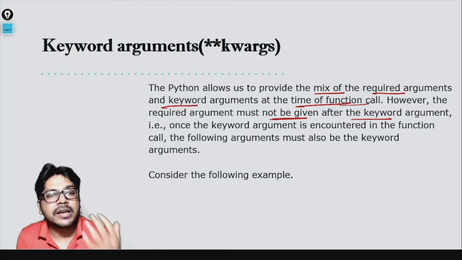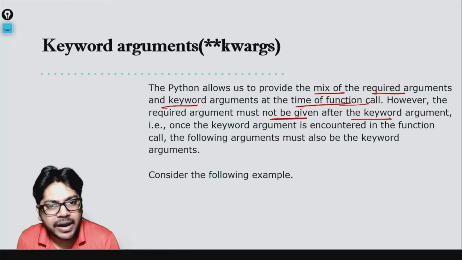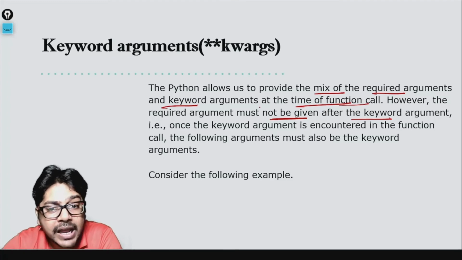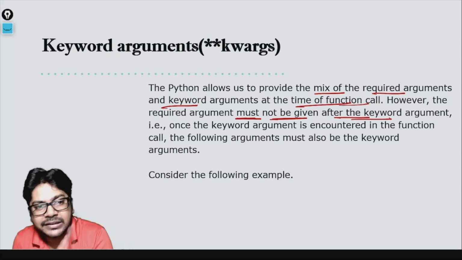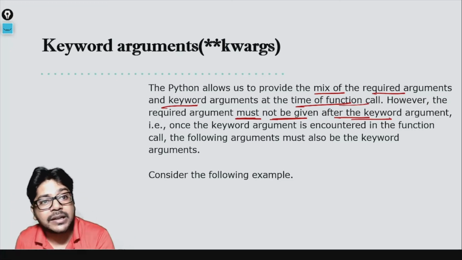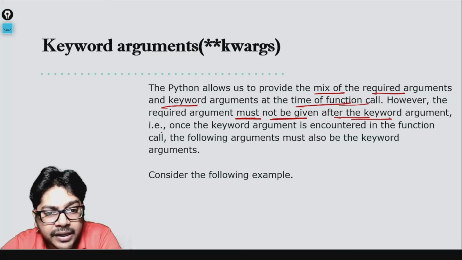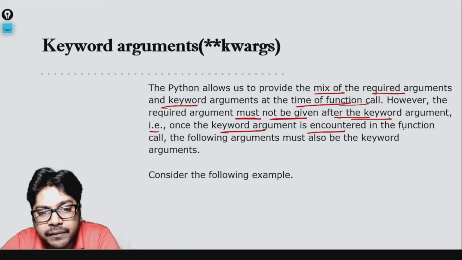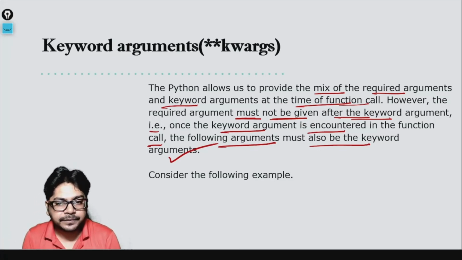You can have a mixture of the required argument and the keyword argument. It means not necessarily should all the parameters be passed as keywords; you can pass them as required arguments also. But the required argument must not be given after the keyword argument, because the moment Python encounters a keyword argument, after that it cannot accept any positional or required argument. It can accept another keyword argument, that is valid, but not a required argument. That is, once the keyword argument is encountered in the function call, the following arguments must also be keyword arguments.